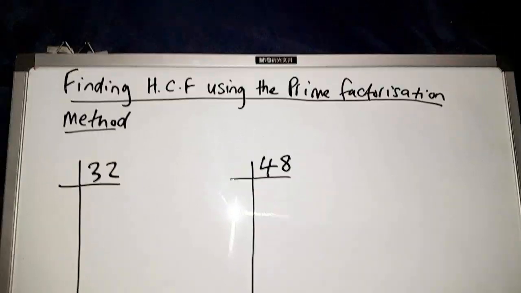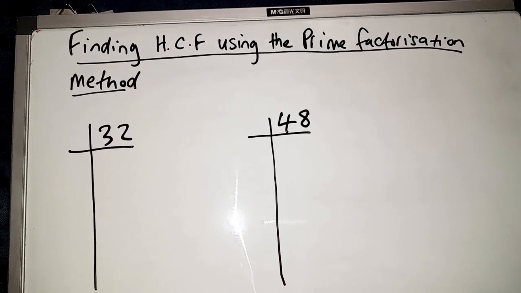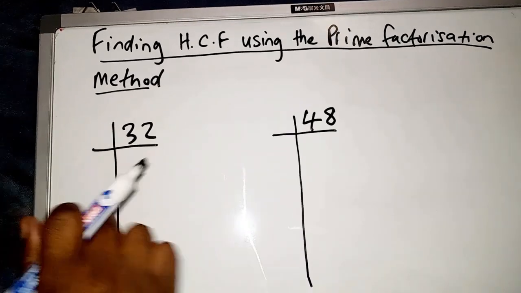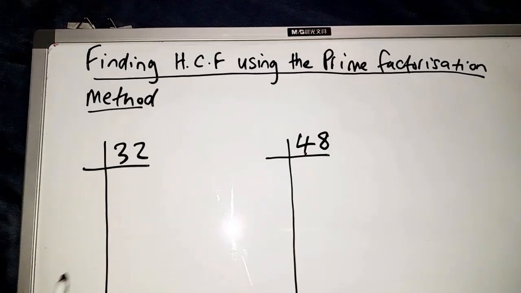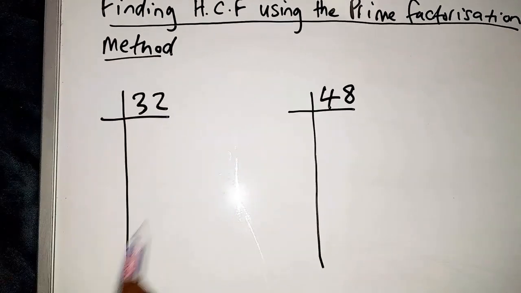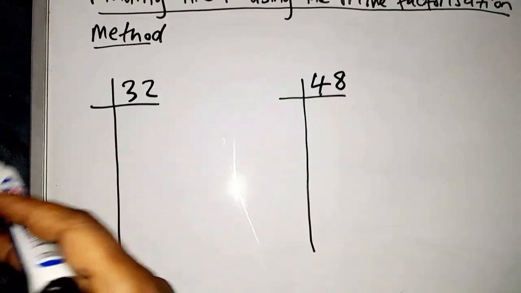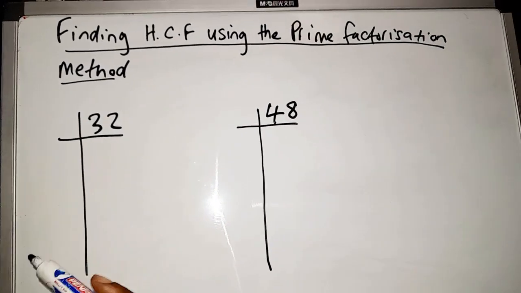Now, when it comes to finding the HCF using the prime factorization method, first things first, you need to know how to express each of the numbers as a product of their prime factors. Even in the exam, they may ask you to express 32 as a product of its prime factors. And they can even ask you to work out any number as a product of its prime factors.